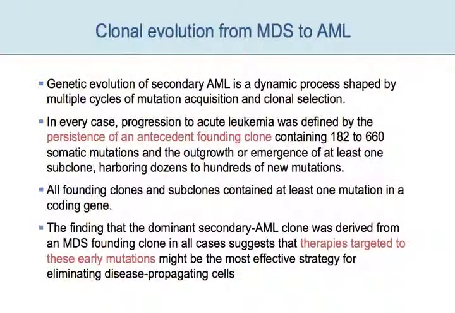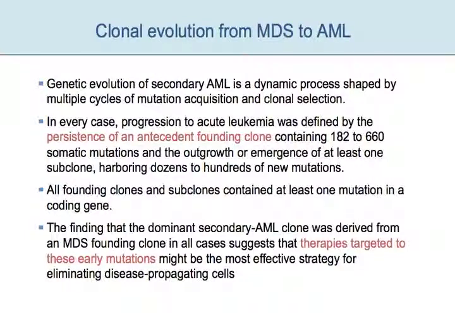And using the allele burden of hundreds of different mutations, they were able to define the clonal architecture in the paired samples from the MDS stage and the secondary AML stage. This panel just depicts a particular example of a particular patient, but overall, they observed that the genetic evolution of secondary AML from MDS is a very dynamic process, which is shaped by multiple cycles of mutation acquisition and clonal selection.